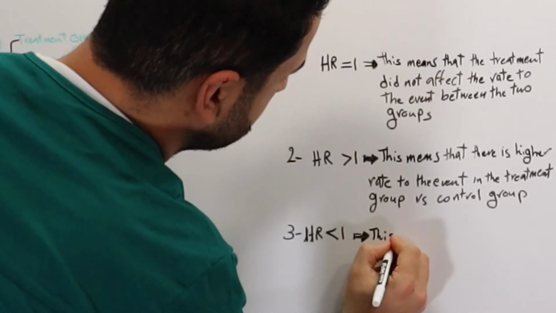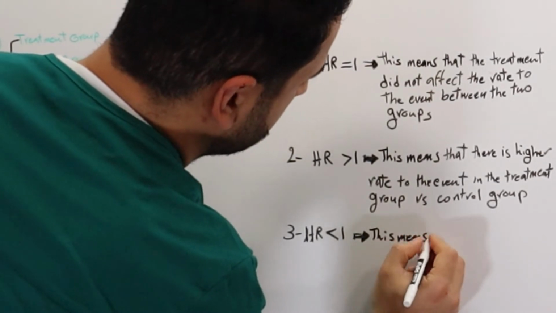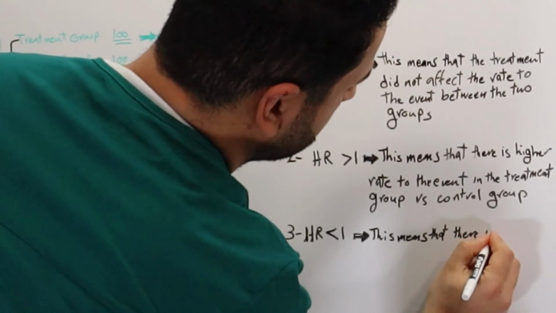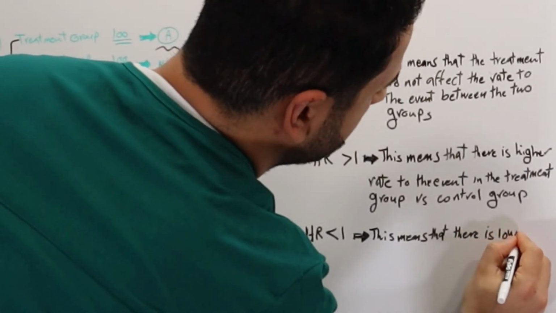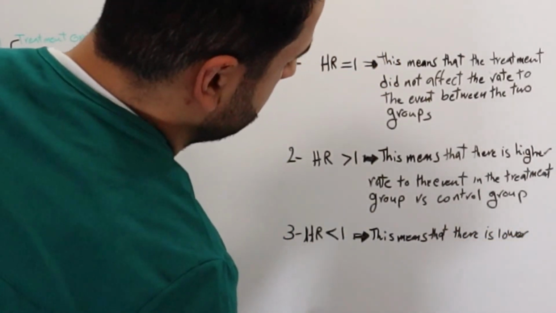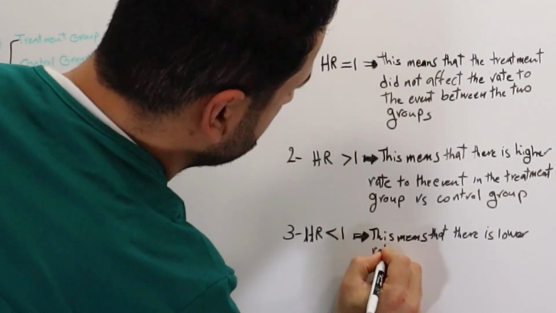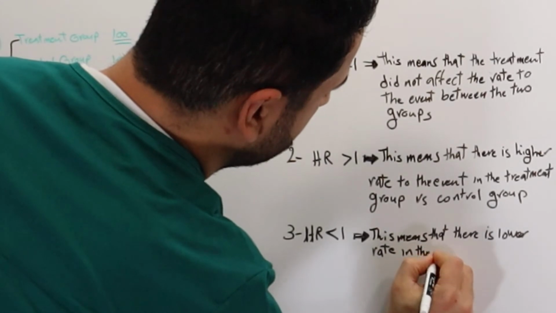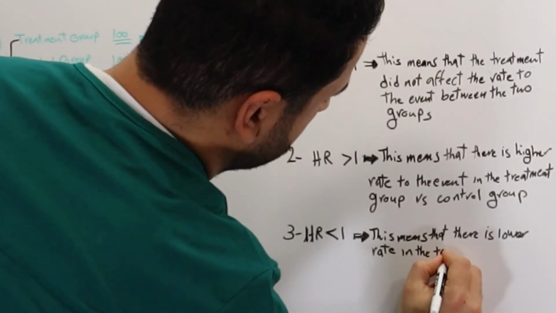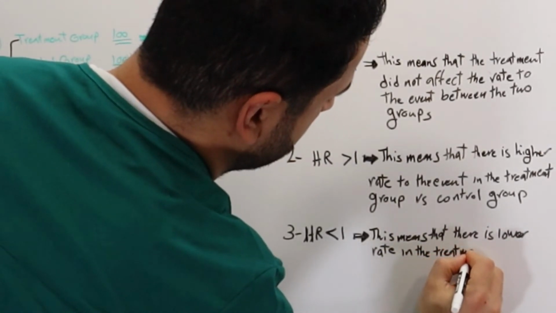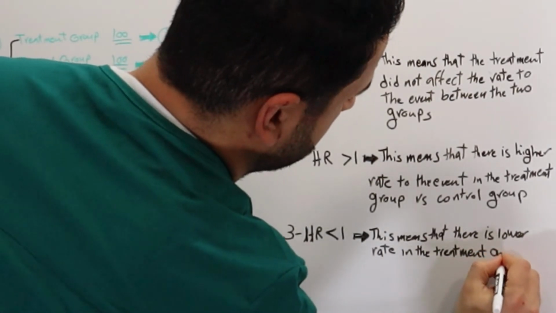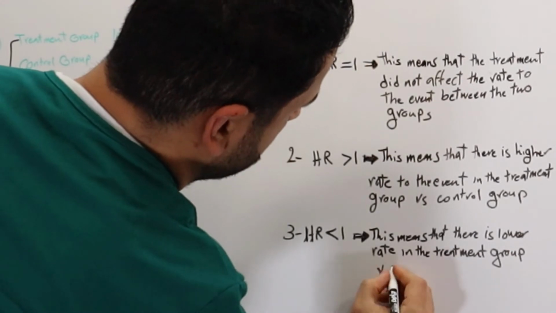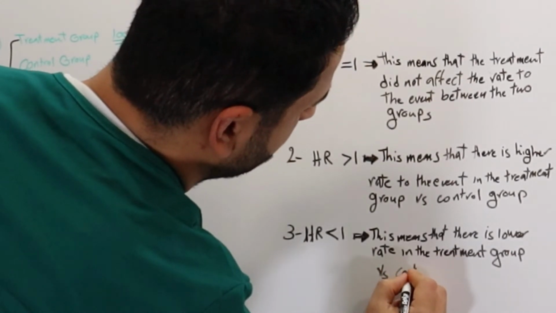So this means that there is a lower rate in the treatment group versus control group.